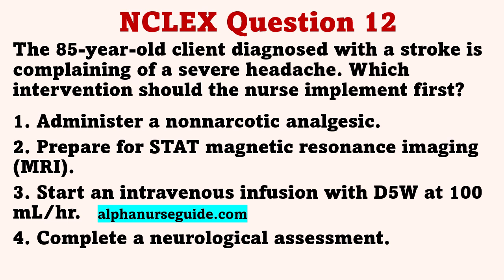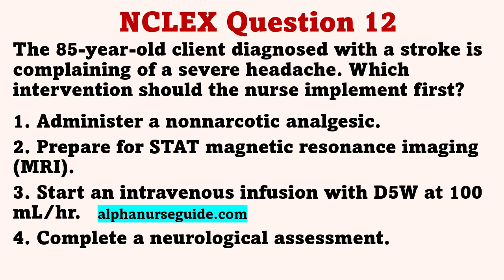The 85-year-old client diagnosed with a stroke is complaining of a severe headache. Which intervention should the nurse implement first? 1. Administer a non-narcotic analgesic. 2. Prepare for stat magnetic resonance imaging. 3. Start an intravenous infusion with D5W at 100 milliliters per hour. 4. Complete a neurological assessment. The correct answer is 4. Complete a neurological assessment.